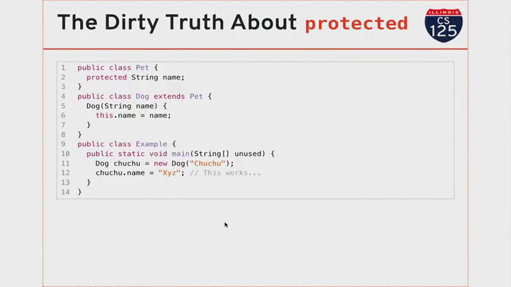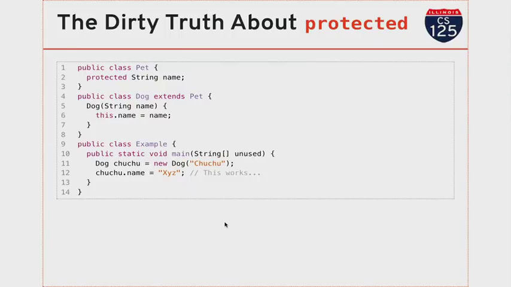So why shouldn't this work? Let's think about it. So I've got a class called pet. I have a class called dog that extends pet. So dog is pet's child. It's a descendant of pet. I have a protected variable called name. And my dog constructor sets the name. So that's okay. That's going to work. But what about line 12? That doesn't seem like it should work. But it will.